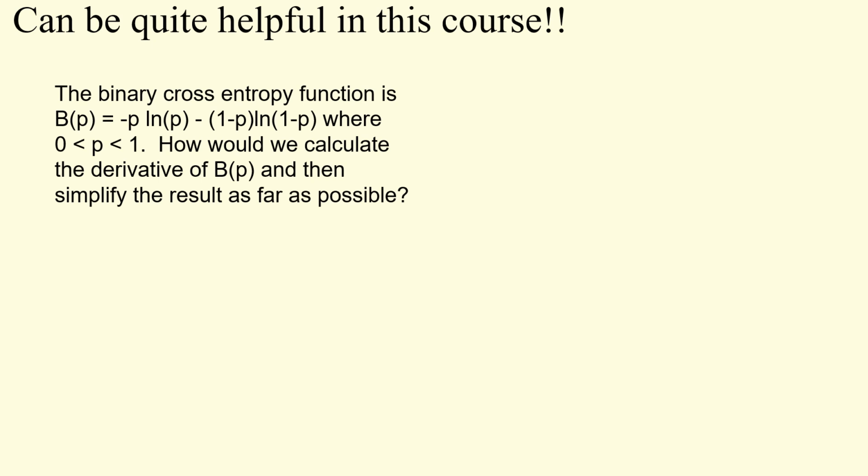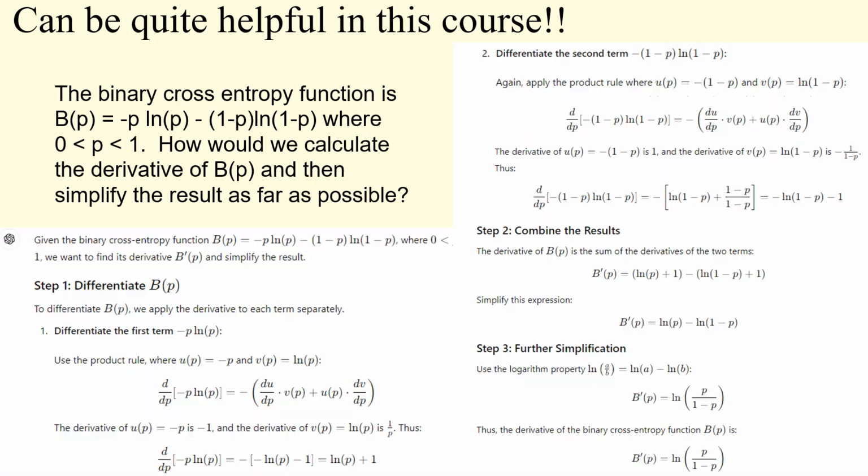So the binary cross-entropy function, for example, which we'll use quite often, is b of p is equal to negative p log p minus 1 minus p log 1 minus p, where p is between 0 and 1. How would we calculate the derivative of b of p and then simplify the result as far as possible? It's a longer prompt, but it's a good prompt. And it gives us a good result. It tells us step by step, takes the derivative of each of the terms, combines the results, and then uses laws of exponents to do a simplification.